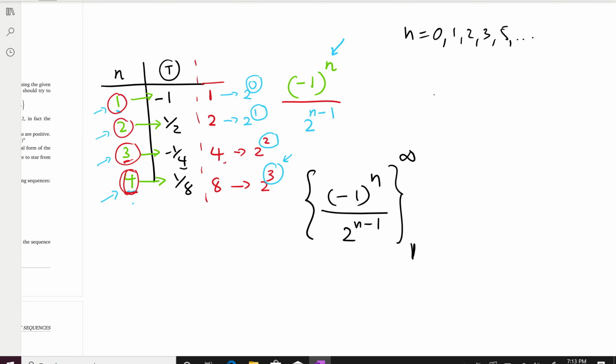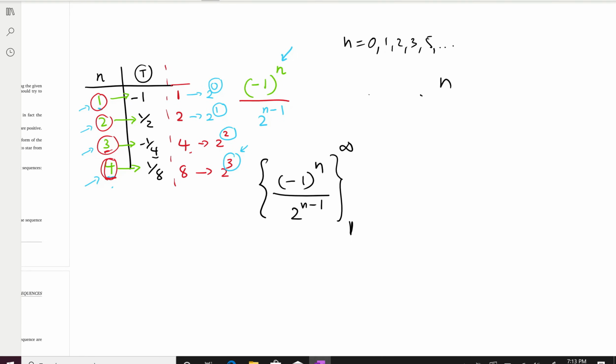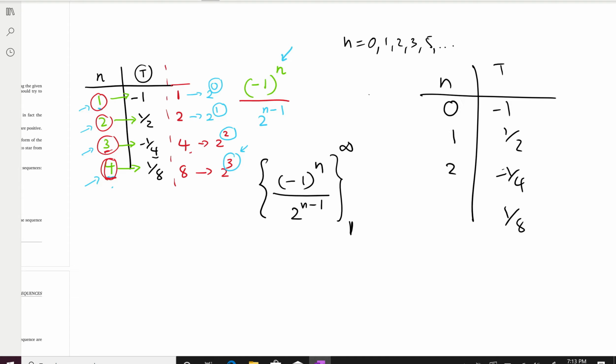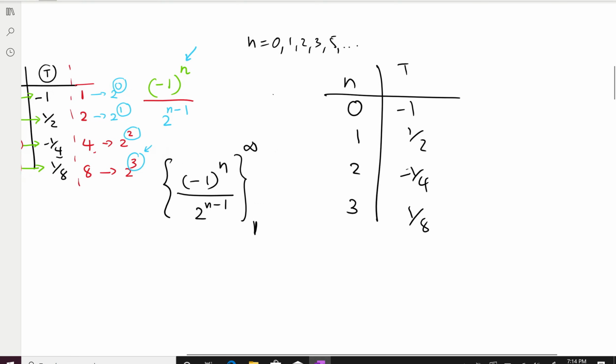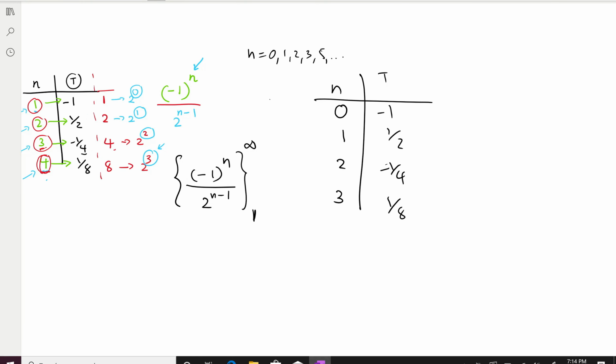So if you label your sequence to be starting from 0, now you have to make a different table. So the values are the same, -1/2, -1/4, 1/8. It's just now we are starting your position at 0, 1, 2, 3. Now you have to make the same connection again, if they want it to be labeled from 0.